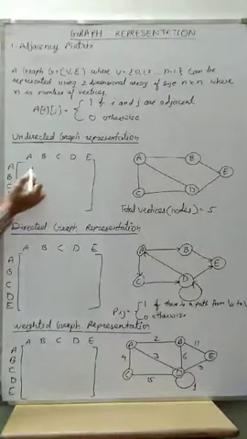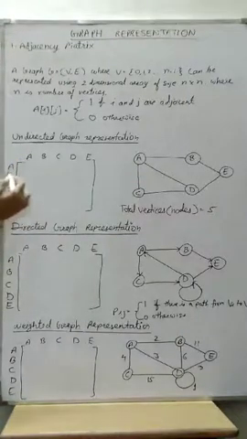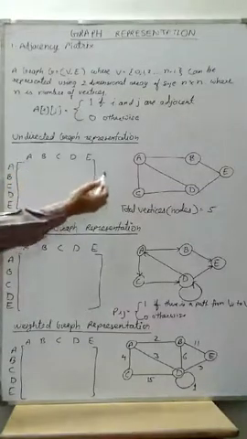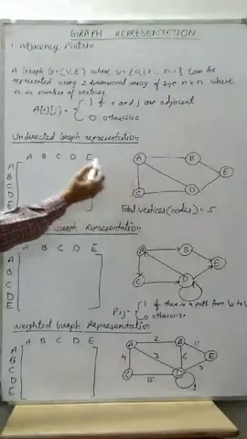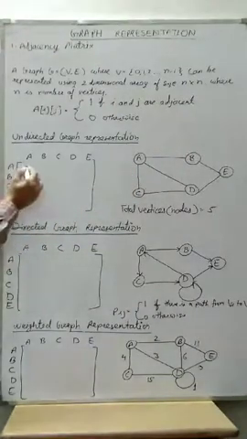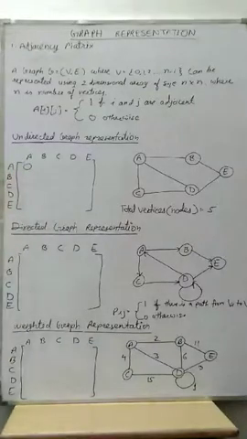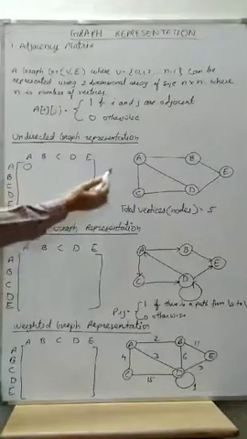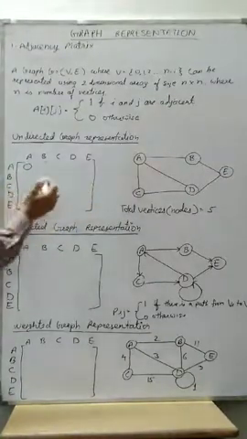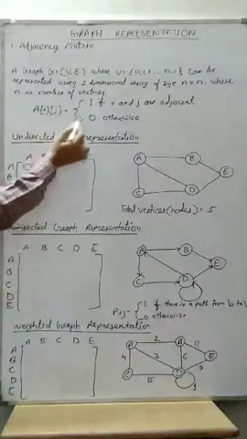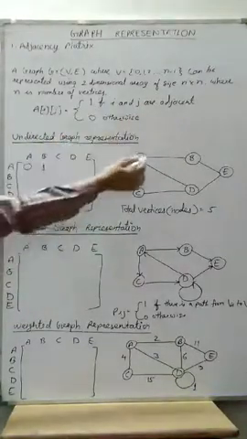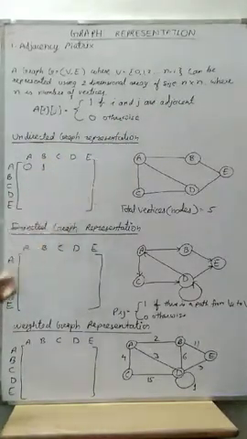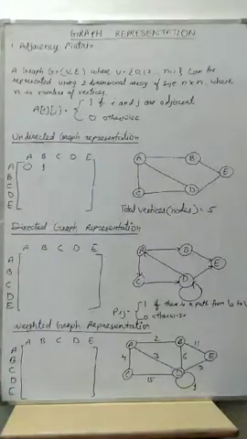So check the first element. Is there an edge from A to A? No. From A to A there is no edge, so put 0 here. Next, is there an edge from A to B? Yes, from A to B there is an edge. So put 1, because Aij equals 1 if i and j are adjacent. A and B are adjacent here, meaning there is an edge between A and B.